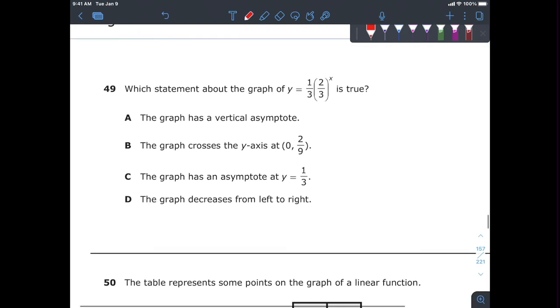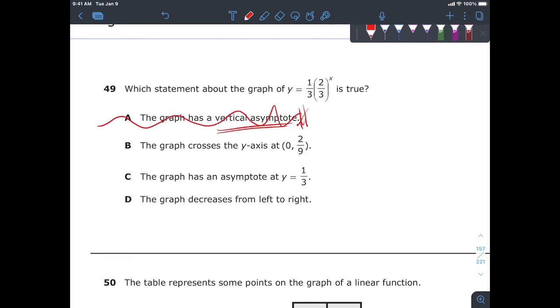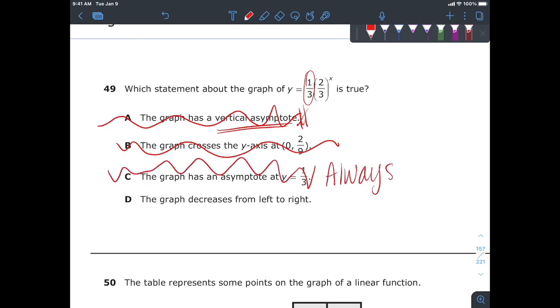Number 49. Which statement about this graph is true? So the graph has a vertical asymptote. We have never, ever talked about that. So no. The graph crosses the y-axis at 2/9. No, that's not true. There's the y-intercept. The graph has an asymptote at y equals 1/3. No. It's always at y equals 0. Always the x-axis. That is my asymptote for these.